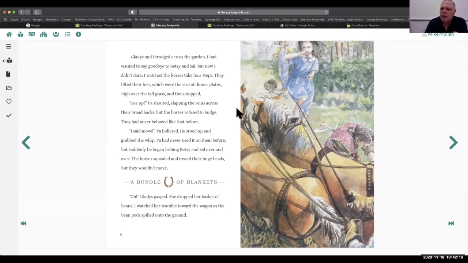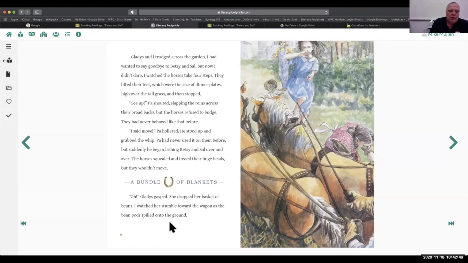Now, again, let's read behind the lines. Why is Paul so angry at the horses? Why is he using the whip? First time he's ever used the whip. Why is he doing that? Could it be that he's so frustrated with everything else, the whole family drama, that he's taking it out on the horses? On Betsy and Sal?